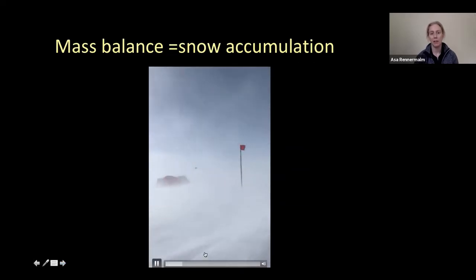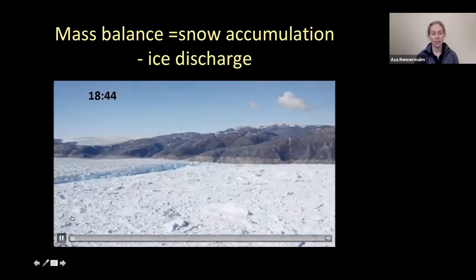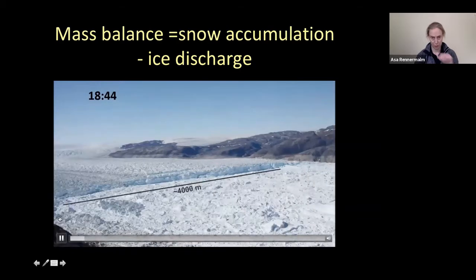First, we have snow accumulation. So here's a little video from my fieldwork. We see snow blowing around here. So that's the main input of mass to the Greenland ice sheet. And then there's 2 ways that the ice sheet is losing mass. And one of them is ice discharge, which we're seeing here.